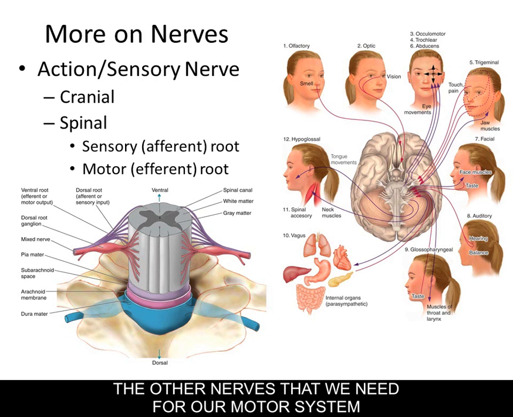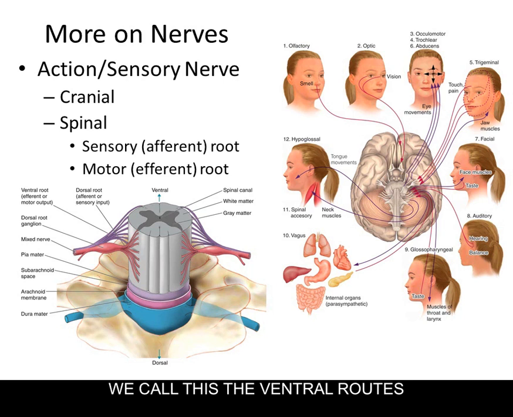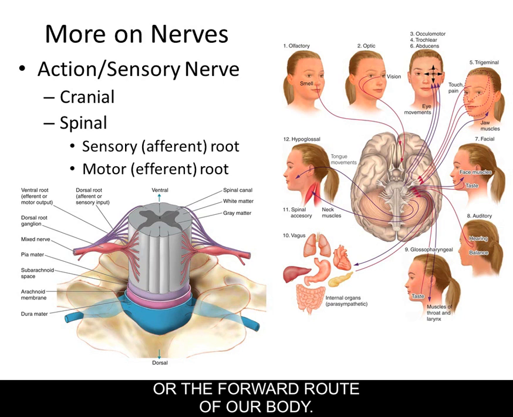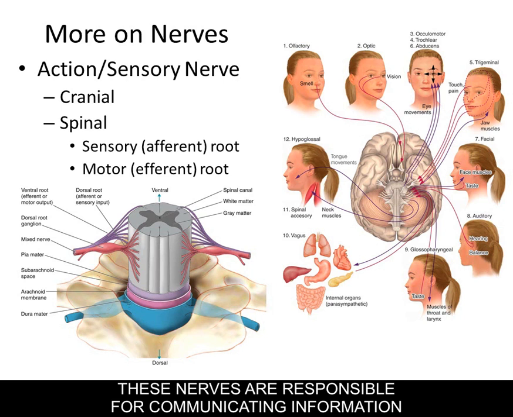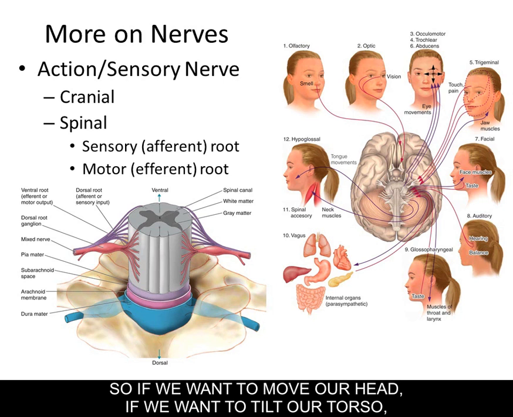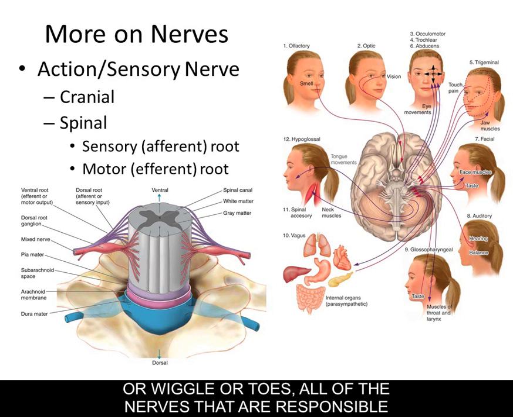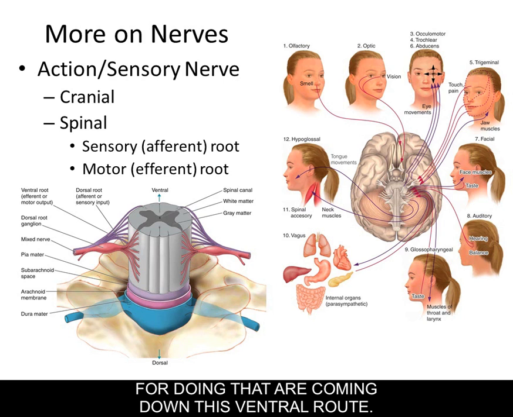The other nerves that we need for our motor system are the ones in our efferent root, or we call this the ventral root, or the forward root of our body. These nerves are responsible for communicating information from our brain to the rest of our body. So if we want to move our head, if we want to tilt our torso, if we want to flail our arms or move our fingers or wiggle our toes, all of the nerves that are responsible for doing that are coming down this ventral root.